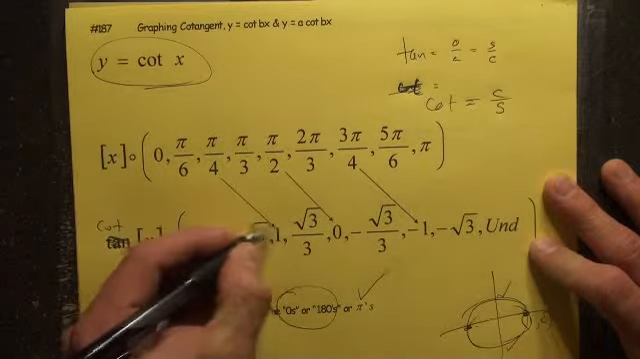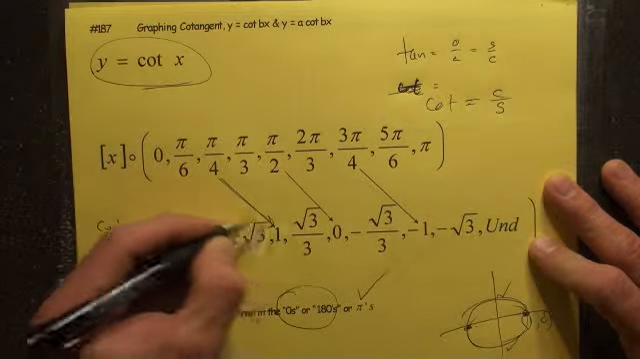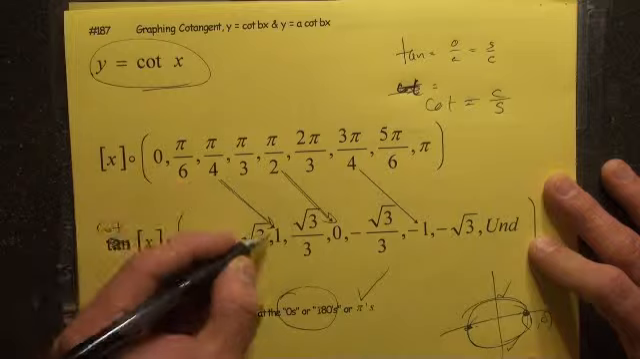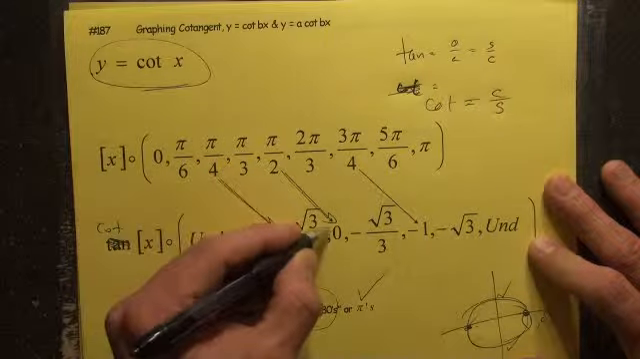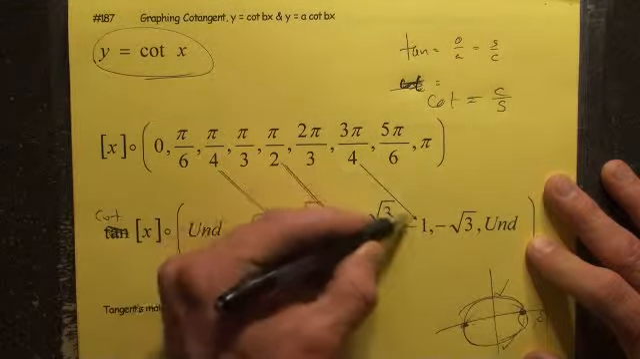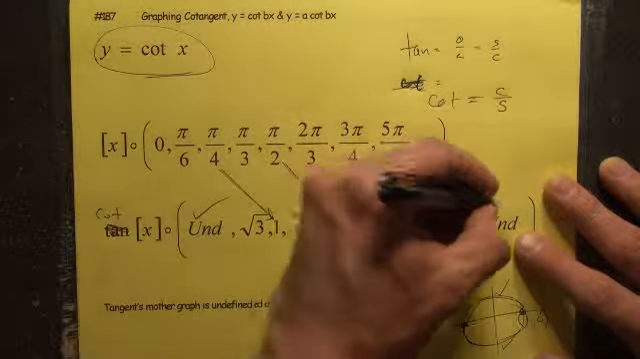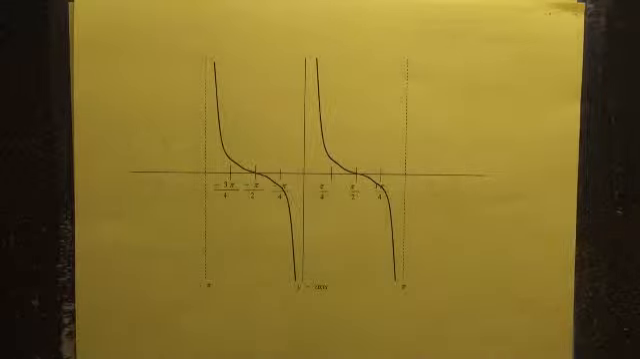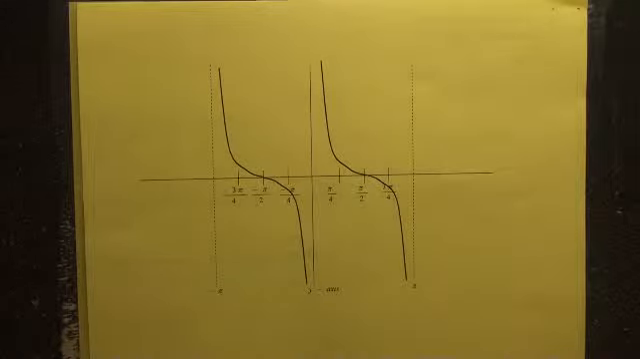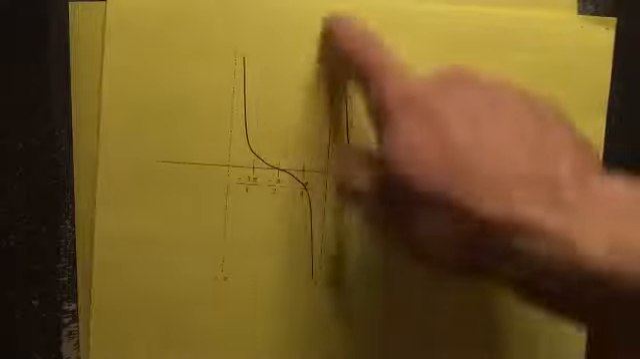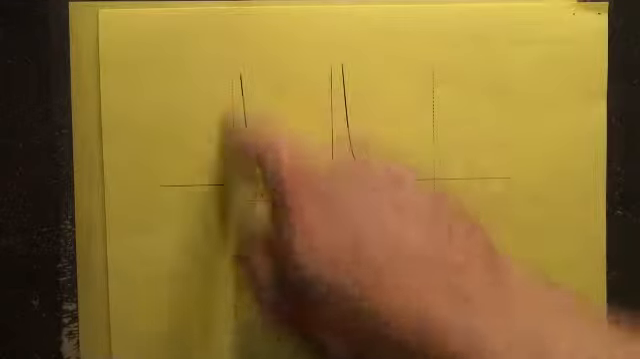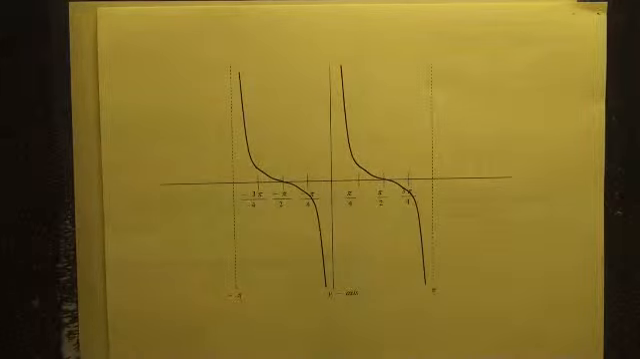So these are the three main points we're going to graph: pi over 4 comma 1, pi over 2 comma 0, and 3/4 pi comma -1. Then of course we know our undefineds are going to be at the zeros and the pi's. So we're going to end up with a graph that looks like this, with undefineds at 0 and at your 180s, pi and negative pi.